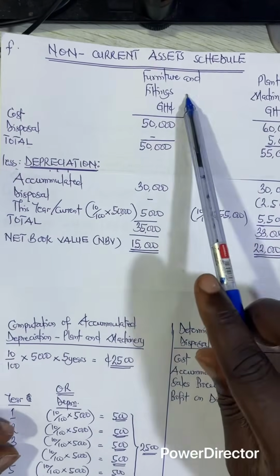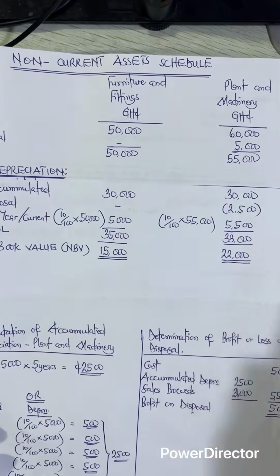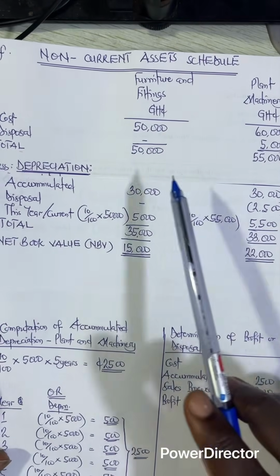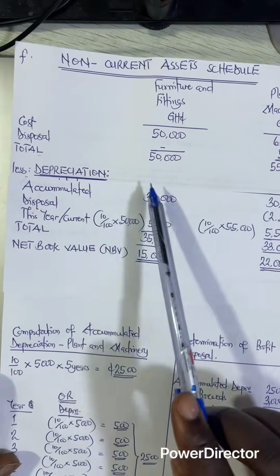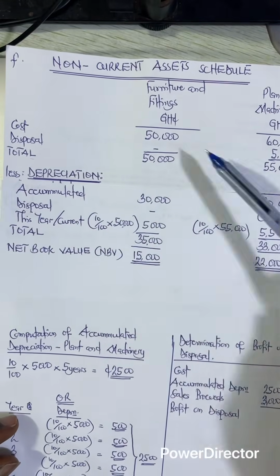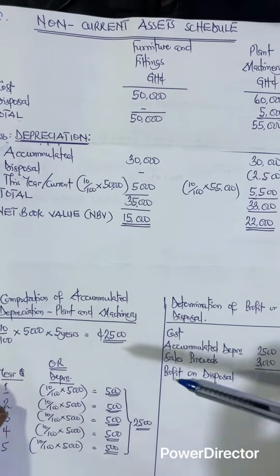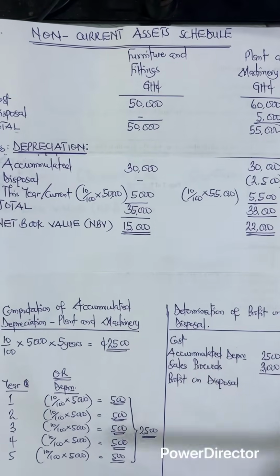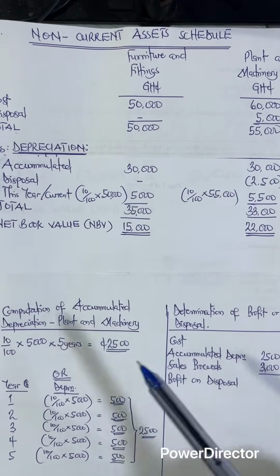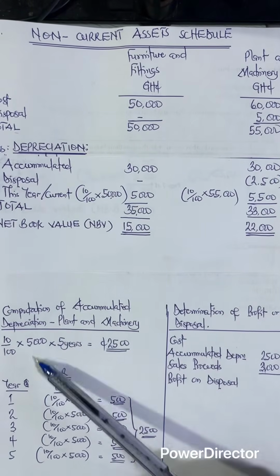So the assets we have are furniture and fittings, plant and machinery, if you've seen it. The cost is 50,000. But before we come to the interpretation of the non-current asset schedule, the moment you see that we've sold an asset, you have to compute the accumulated depreciation on the asset that you sold. And that's what I've done here.